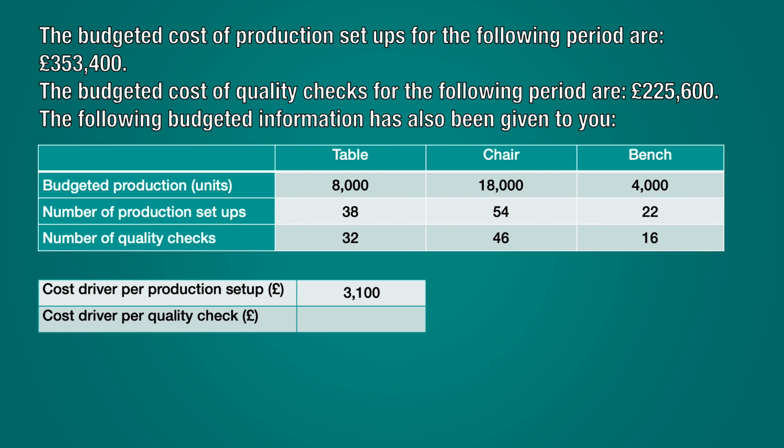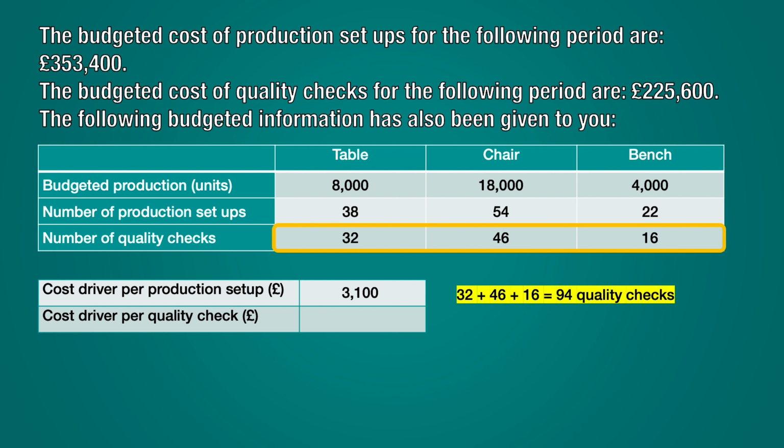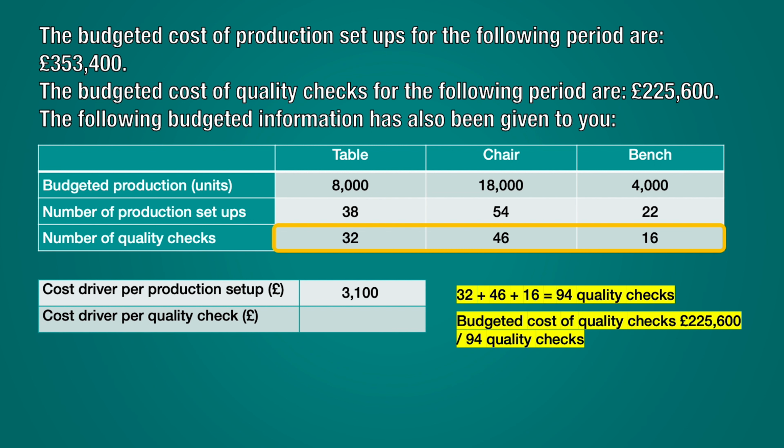We'll repeat the process to determine the cost driver per quality check. First, add up the number of quality checks: 32 plus 46 plus 16 equals 94. We then divide your budgeted cost of quality checks, $225,600, by the total number of quality checks of 94 to give you the cost driver per quality check of £2,400. We can now enter both these into our table.